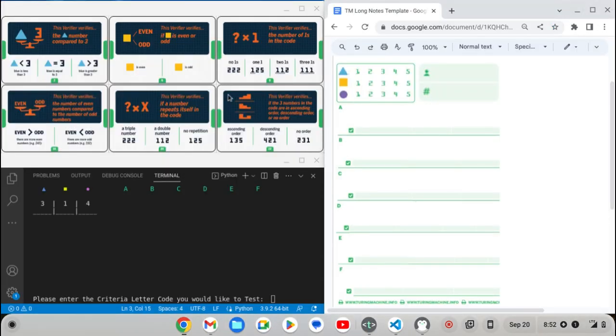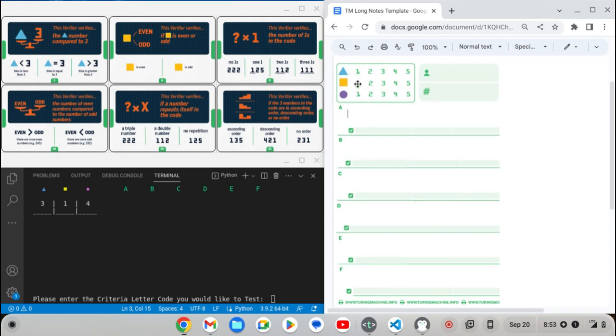So in the grid above, we've got our 6 criteria cards. On the top row, we've got criteria card A, criteria card B, and criteria card C. On the bottom row, we've got criteria card D, criteria card E, and finally criteria card F. So criteria card A looks at our first digit, the triangle digit, and compares it to the number 3. So should the value of triangle be less than 3? Should it be equal to 3? Or should triangle be greater than 3?